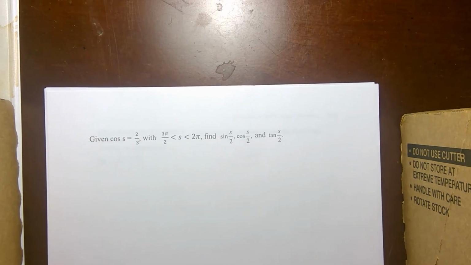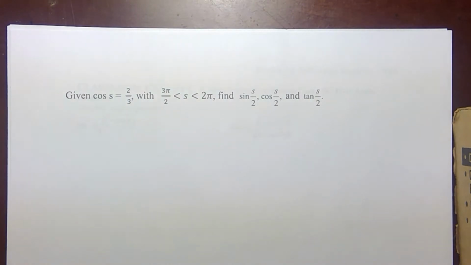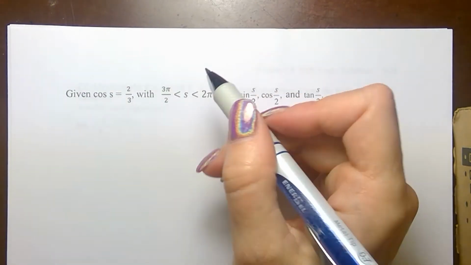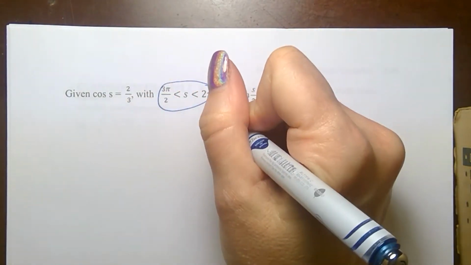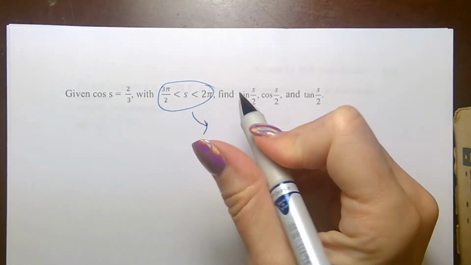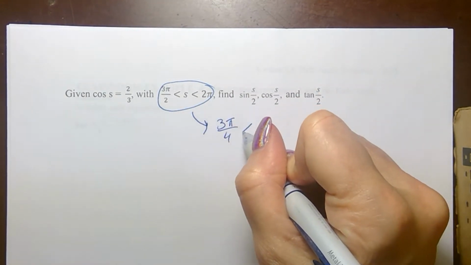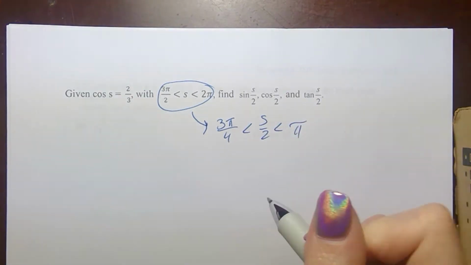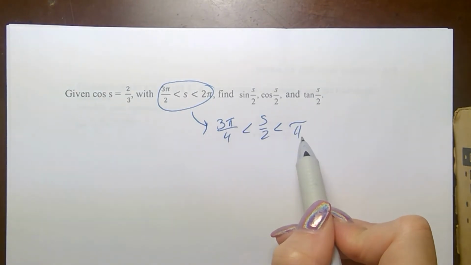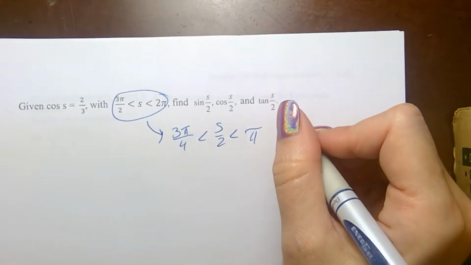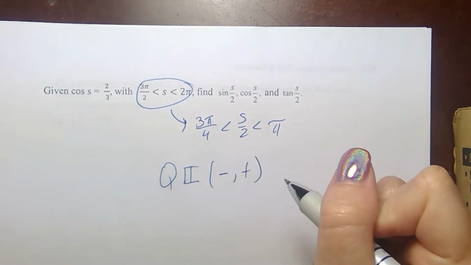Okay, I'm given cosine s is 2/3, and I see that s is in quadrant 4, but I don't care where s is. I need to know where the half angle would be. So I'm going to divide each of those by 2. So that would be 3 pi fourths, s half, and pi. Well, s half is less than pi, which puts me in quadrant 2. 3 pi fourths is in quadrant 2, so the half angle is in quadrant 2. In quadrant 2, x is negative, y is positive.